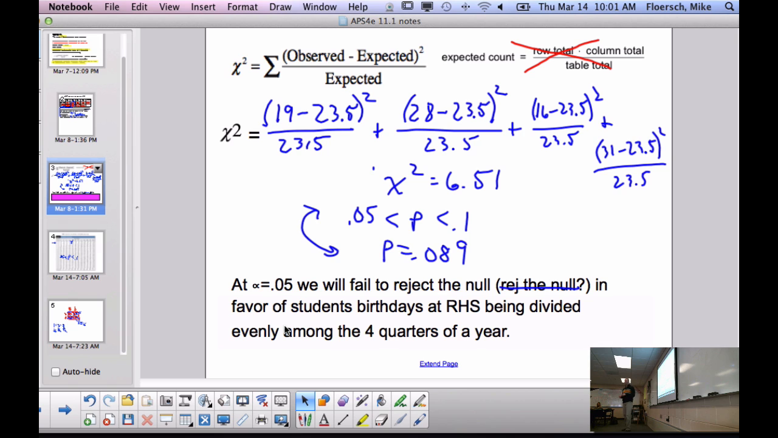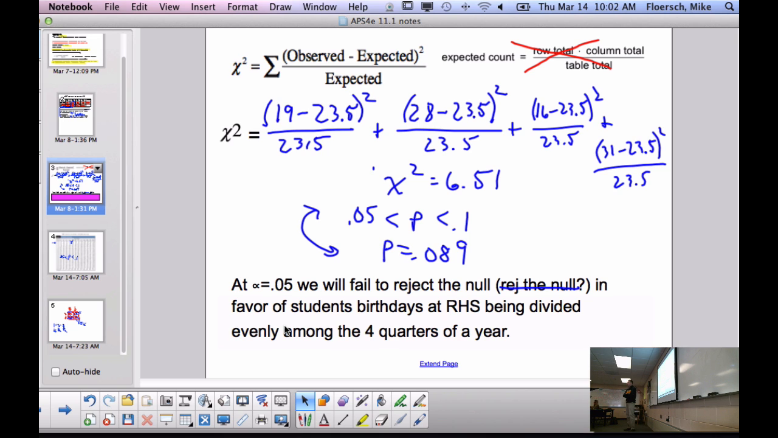Okay, what if we got a p-value of 0.0089? Let's just do a what if. What if I get a p-value of 0.0089? We reject the null. Okay? Sam's right. Sam, you want to say it loud so everybody can hear you? So I said we would reject the null in favor of students' birthdays being divided unevenly among the 4 quarters of the year. Okay? But you're kind of leaving us hanging.